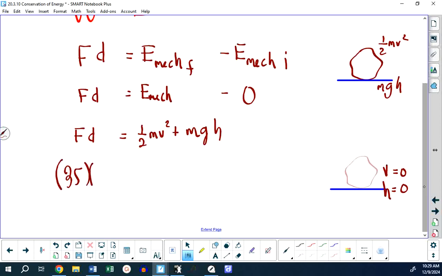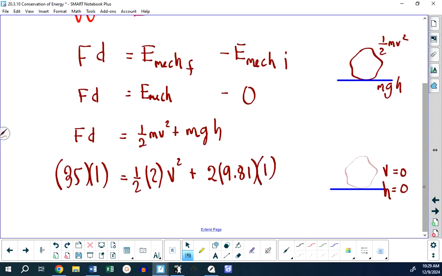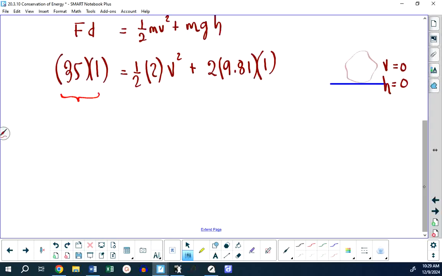35 newtons times 1 meter equals 1/2 times 2 kilograms times v squared plus 2 kilograms times 9.81 times 1 meter. This is just a number. This is just a number of v squareds. This is just a number. So if you want to find out what v is, you have to subtract the numbers to the other side and then divide by the coefficient of v squared. But this is 35. That's v squared.